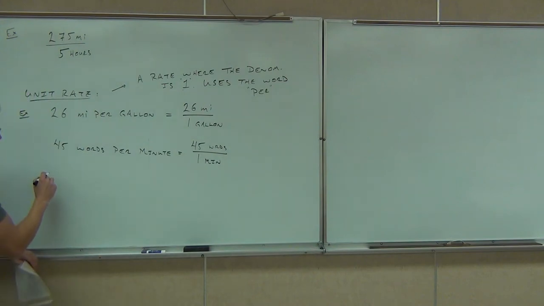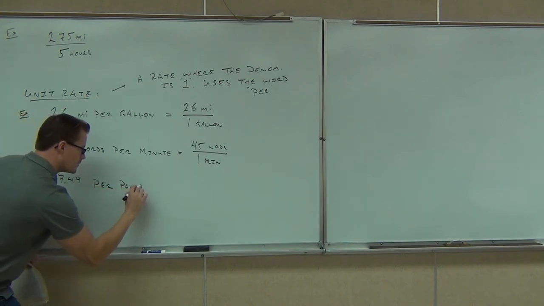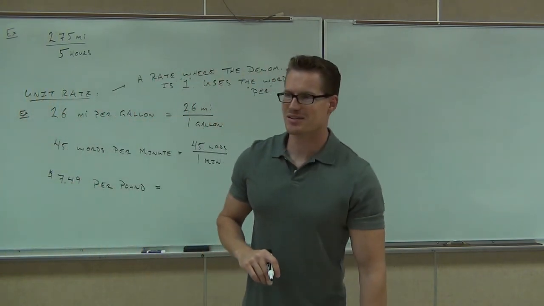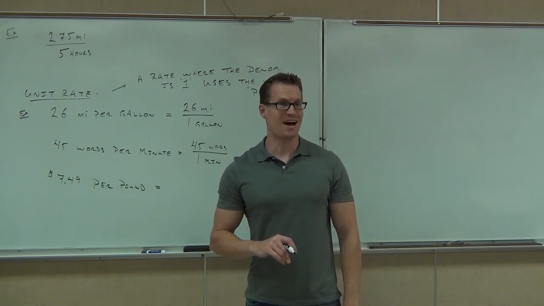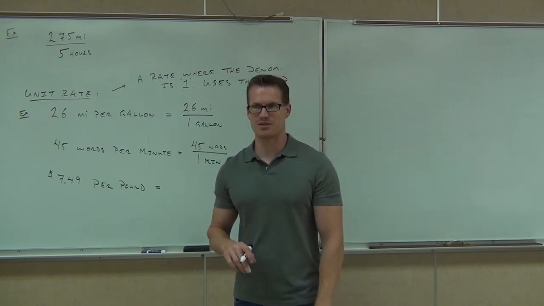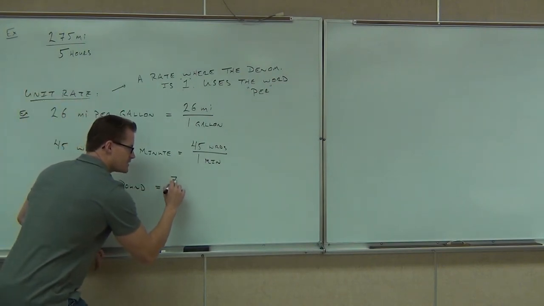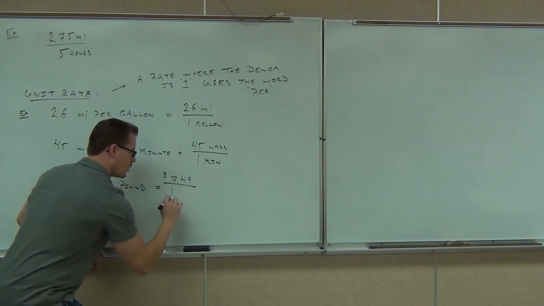So we could do $7.49 per pound. That's expensive, right? What's $7.49 a pound? New York's. Millions, that's even more. That's like $9.99 a pound. Yeah, so probably a New York steak if they're not on sale would be about $7.59. So that means that you're paying $7.49 for every 1 pound of meat.